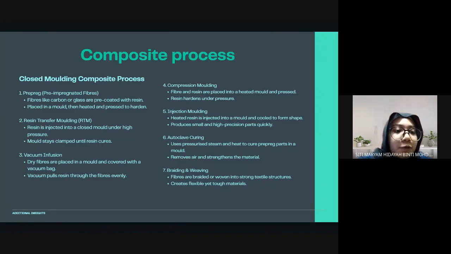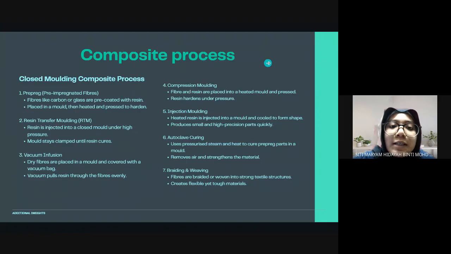Next, the vacuum infusion. The dry fibers are placed in a mold and covered with a vacuum bag. The vacuum then pulls the resin through the fibers evenly. It will make large and strong parts like boat hulls and wind blades.